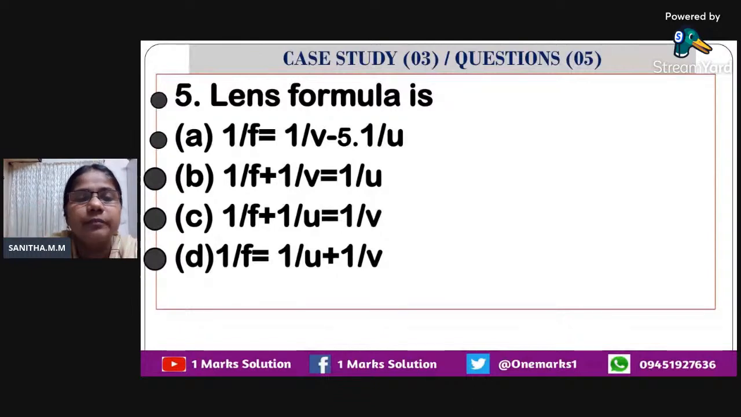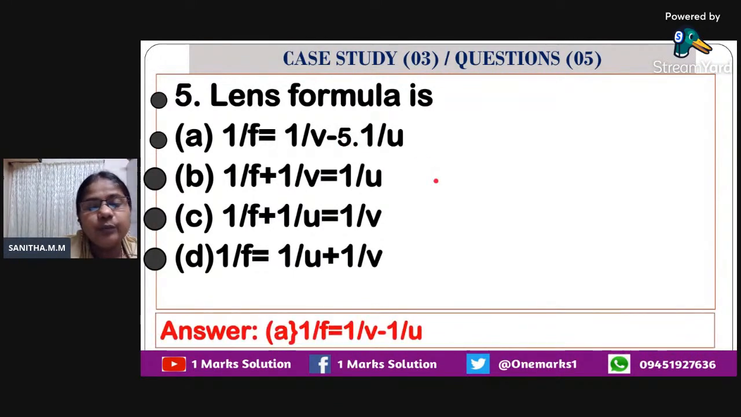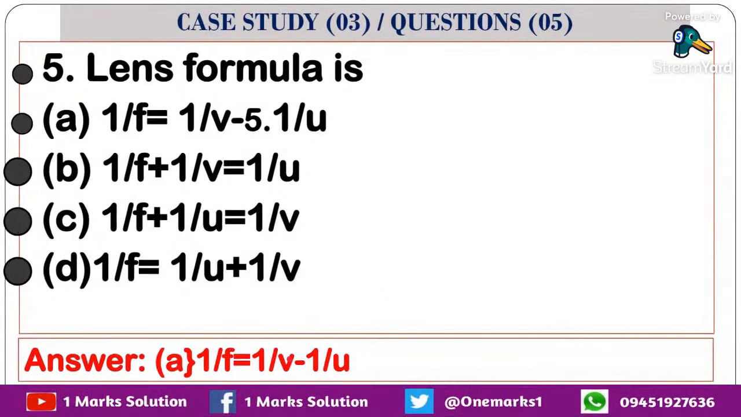Lens formula. That is very simple. The lens formula, we can say that 1 by f is equal to 1 by v minus 1 by u. It is not there in the options, it is wrong actually. By mistake, it has come up. So 1 by f is equal to 1 by v minus 1 by u. That is the correct answer. You can see the correct answer written there. Thank you for watching.